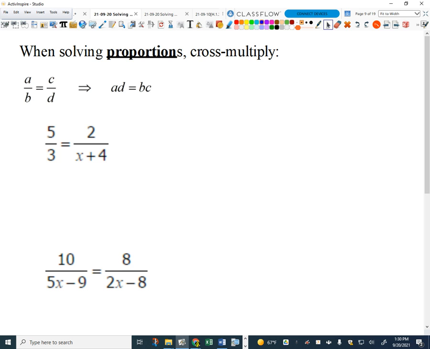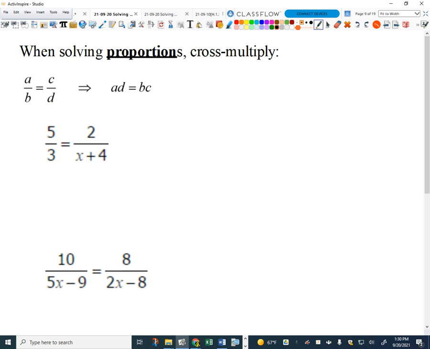Rather than thinking about clearing fractions or any of that stuff, if I have one fraction on the left side and one fraction on the right side, I can always just cross multiply. So here's an example. If we look at just this template up here, let's say we've got the fraction a divided by b equals the fraction c over d.